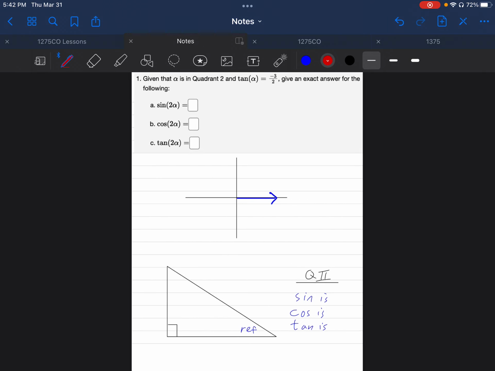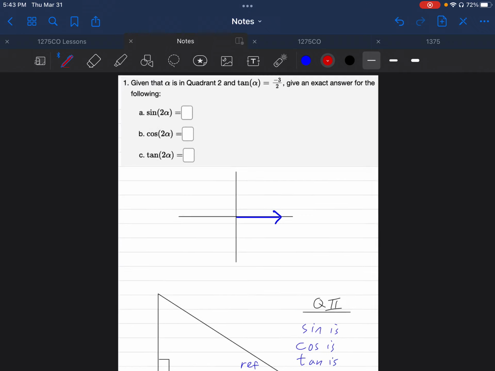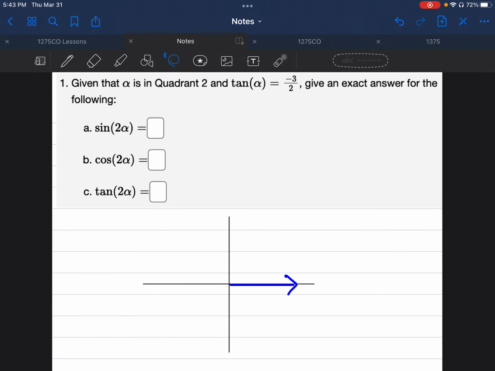All right, now let's look at a WebWork problem. Given that theta, or alpha, is in quadrant 2, tangent of theta is equal to negative 3 over 2. Let's give an exact answer for the following pieces. First thing we want to do here: this alone is a standard regular trig problem.